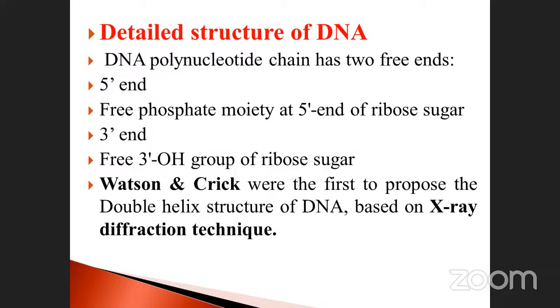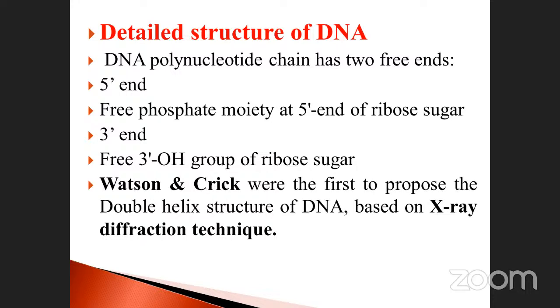This is very, very important. The 5' end always ends with the phosphate moiety, otherwise called the phosphate edge of ribose sugars. The 3' end always ends with the ribose sugar. Don't forget, my dear: 5' end phosphate, 3' end sugar molecule. So DNA contains a 5' end and a 3' end. The 5' end always ends with the phosphate moiety. The 3' end always ends with the ribose sugar, and a free 3' OH group of ribose sugars. This is also an important part.